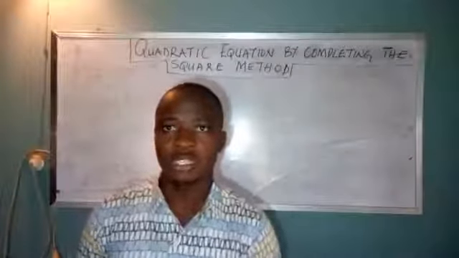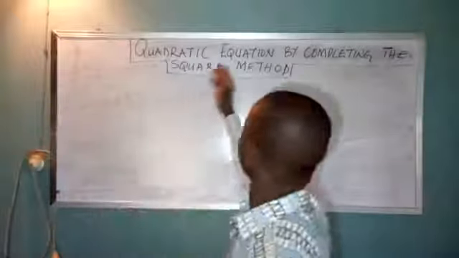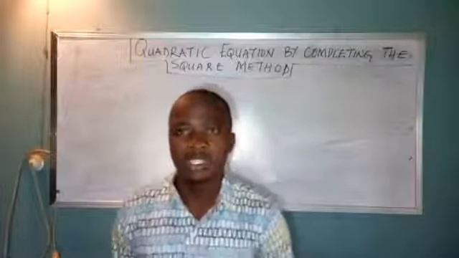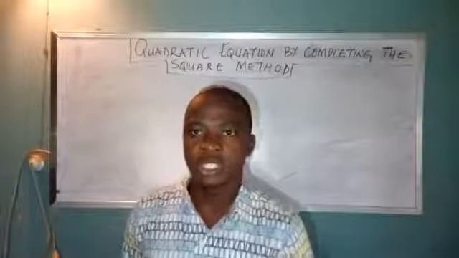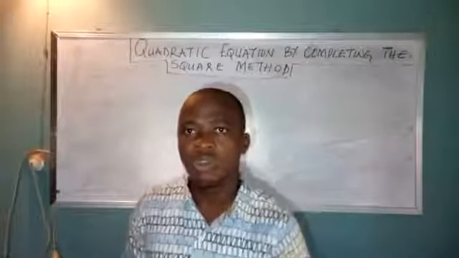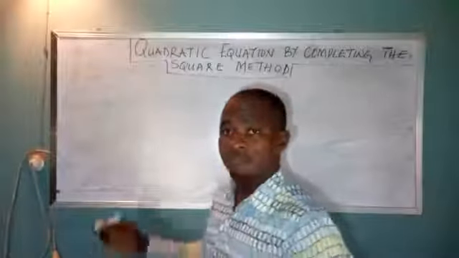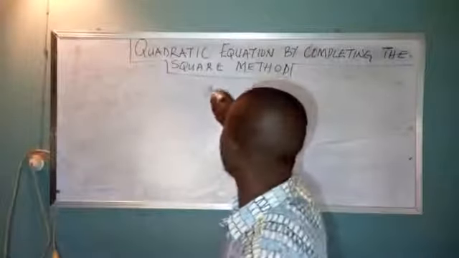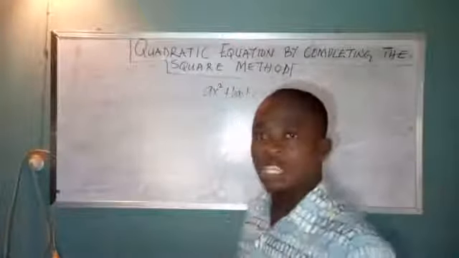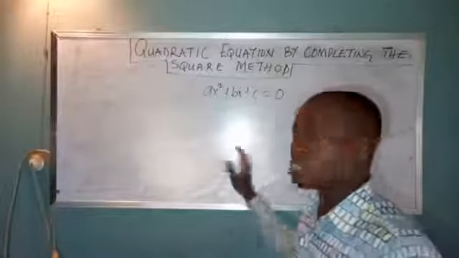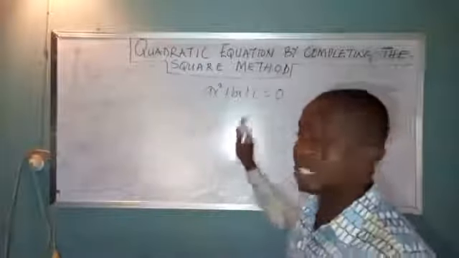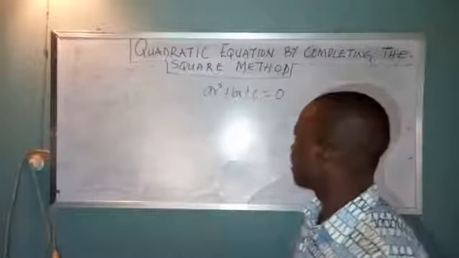Today we are going to look at quadratic equation by completing the square method. How do we solve quadratic equation by completing the square method? That's what we are going to do today. There's not much problem here because we already know the general equation of quadratic to be ax squared plus bx plus c equals 0. The right hand side is equal to 0.